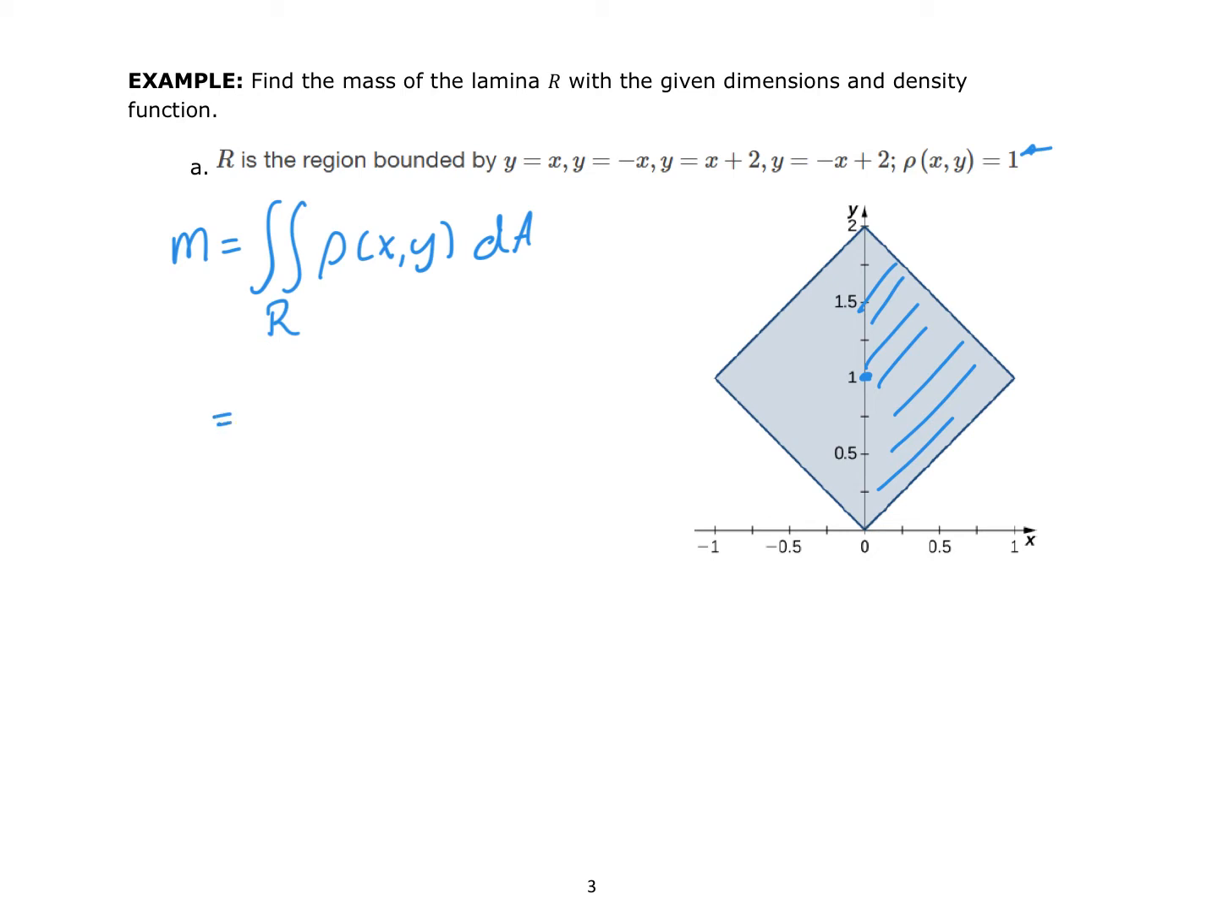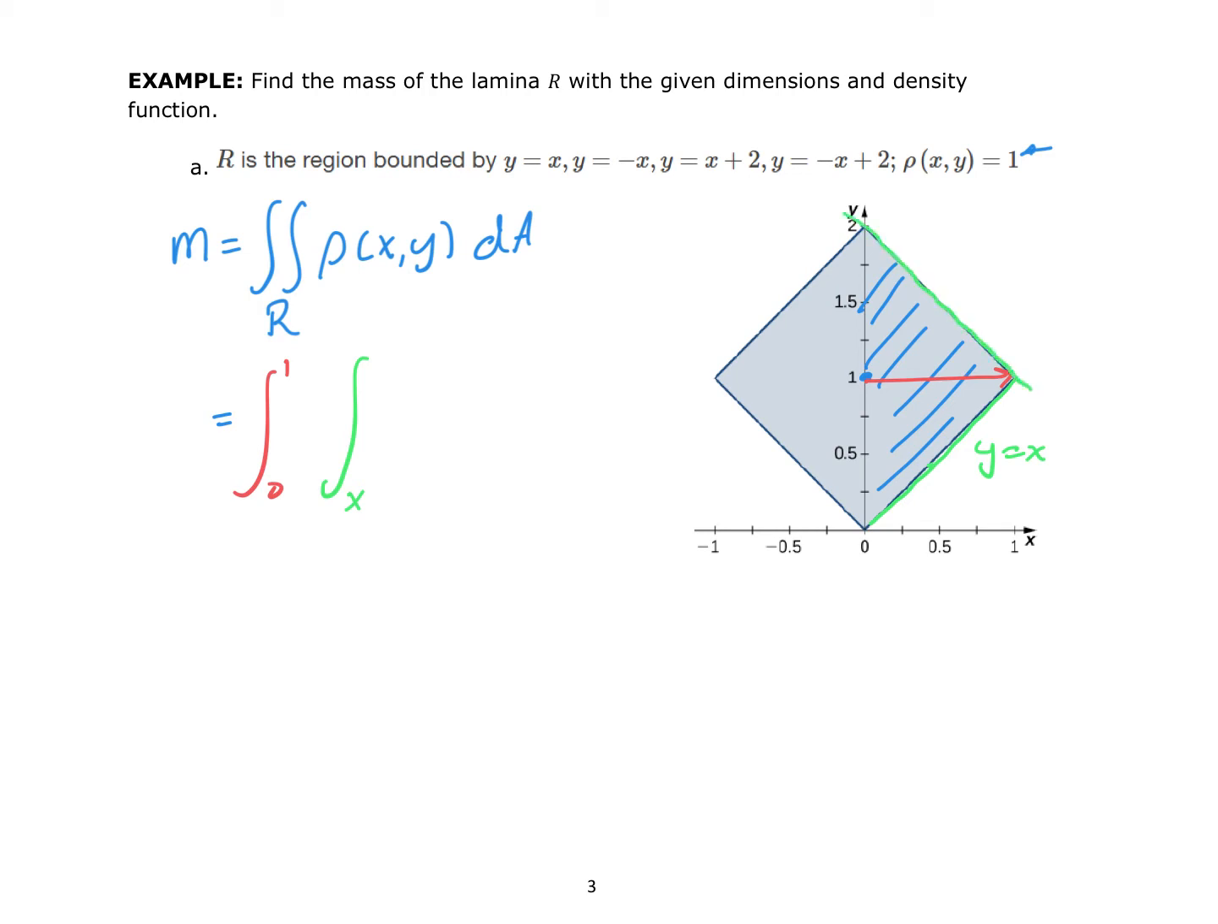So I have to figure out what my limits of integration are. My x is real easy. X is going to integrate between 0 and 1, so 0 to 1. My y is going to integrate starting with, this is going to constrain the bottom part of my y, which happens to be the line y equals x. So this is going to be my bottom, my lower index for my limits.